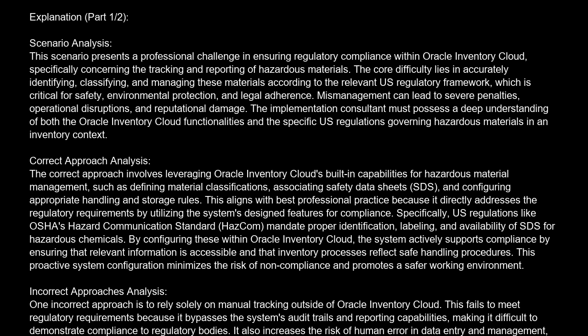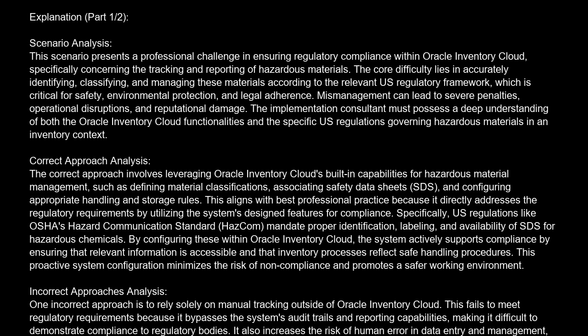Explanation. Scenario analysis. This scenario presents a professional challenge in ensuring regulatory compliance within Oracle Inventory Cloud, specifically concerning the tracking and reporting of hazardous materials. The core difficulty lies in accurately identifying, classifying, and managing these materials according to the relevant U.S. regulatory framework, which is critical for safety, environmental protection, and legal adherence. Mismanagement can lead to severe penalties, operational disruptions, and reputational damage.